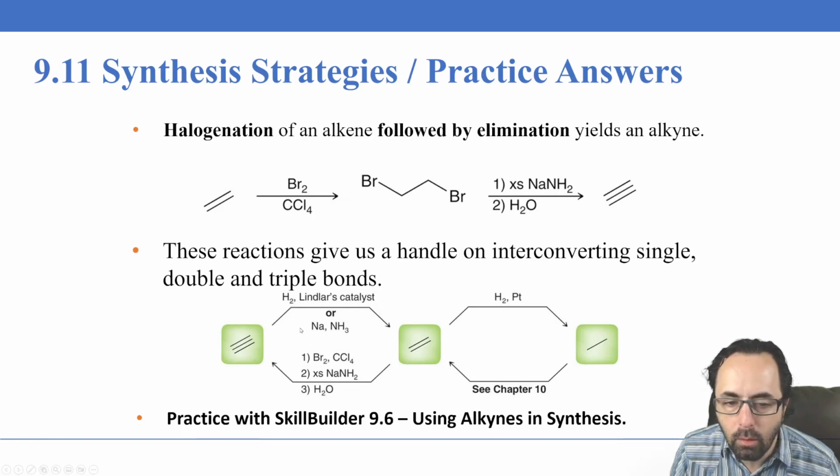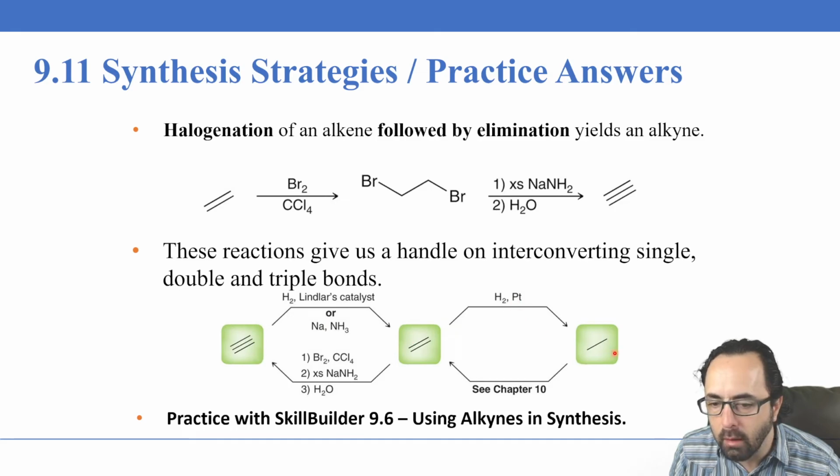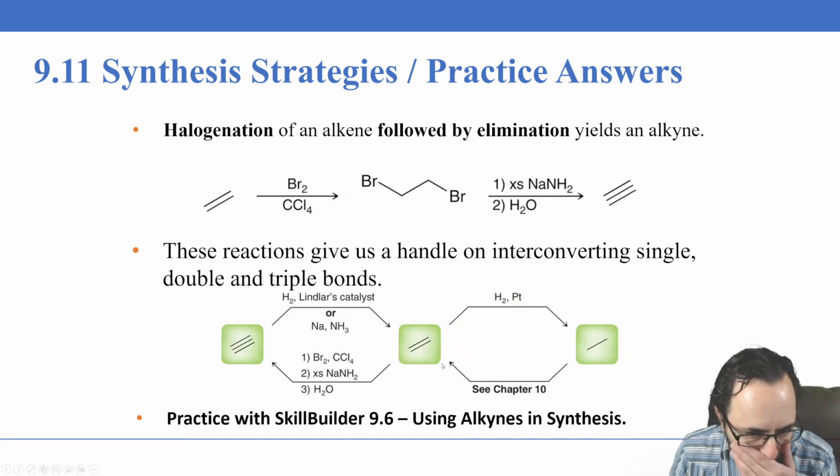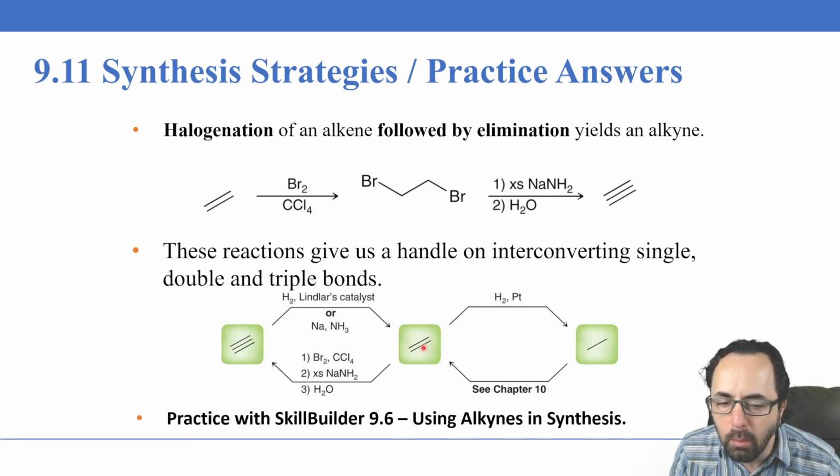When it comes to going from a triple bond to a double bond, we use H2 with Lindlar's catalyst. To go double bond to single bond, we can do H2 with platinum. If we want to go from double bond to triple bond, we will want to halogenate the double bond and then use sodium amide as a base to do a double elimination and end up with the triple bond.